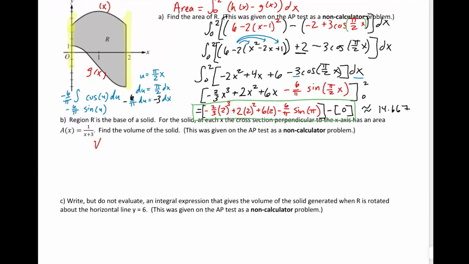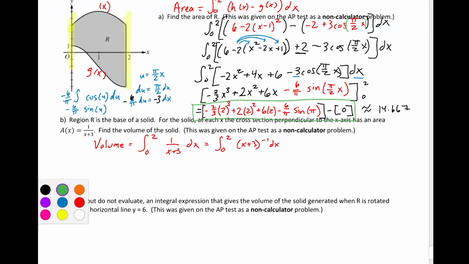So the volume is going to equal the integral from 0 to 2 of A of x, which is 1 over x plus 3, dx. And so this is something we definitely can handle. We're going to have to do a u substitution here because this would be the same thing as saying the integral from 0 to 2 of (x plus 3) to the negative 1 dx. So hopefully you can see why we would need to do that u substitution.